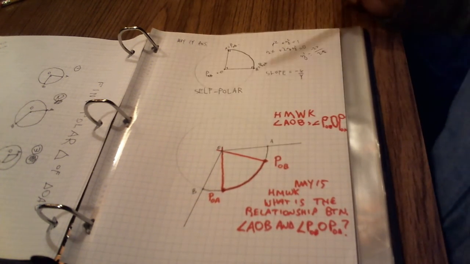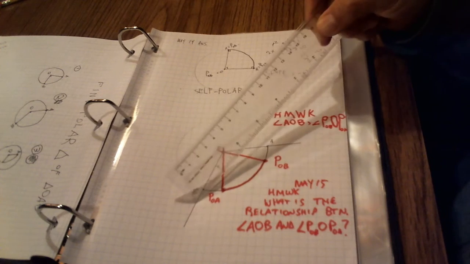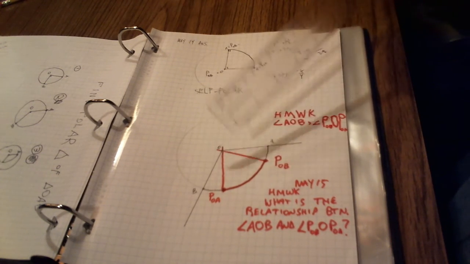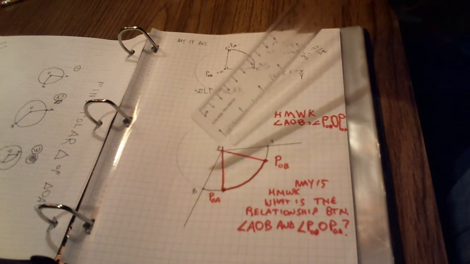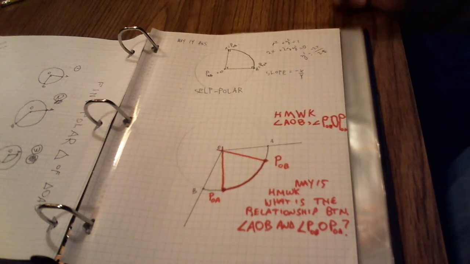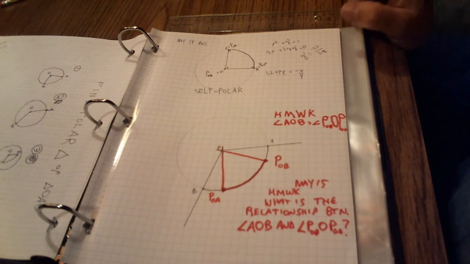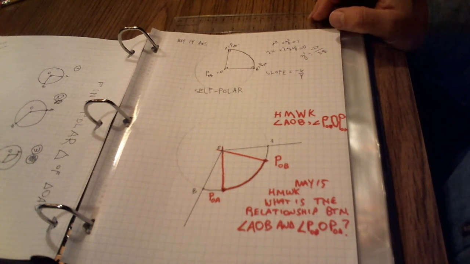And here's your homework problem for May 15th. There is a relationship that you can figure out between the red angle and the black angle. The big angle, AOB, and the small angle, POA, OPOB. What is that relationship? Can you figure it out? You can Google it if you want, but you have enough math to figure this out.